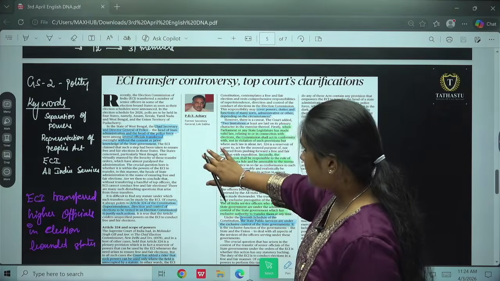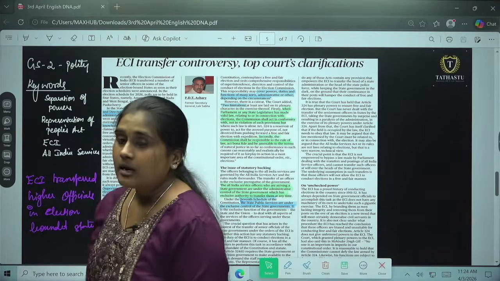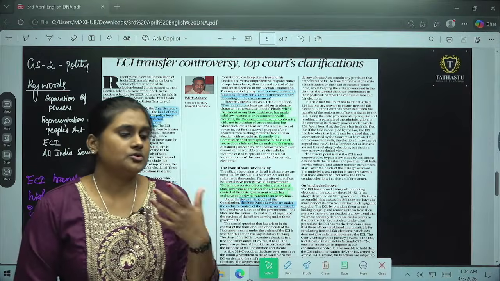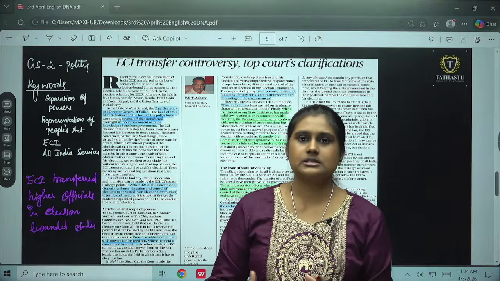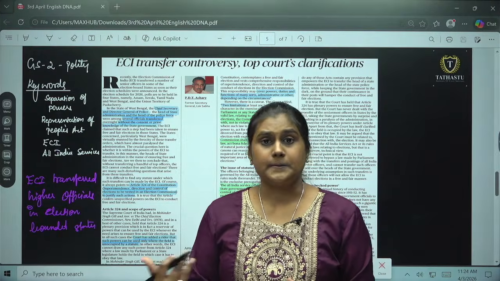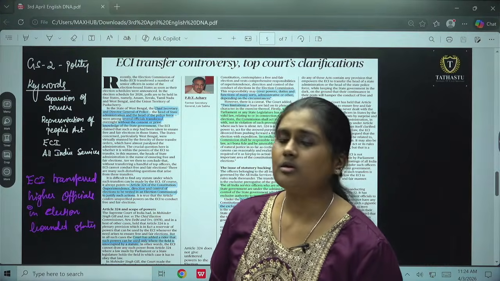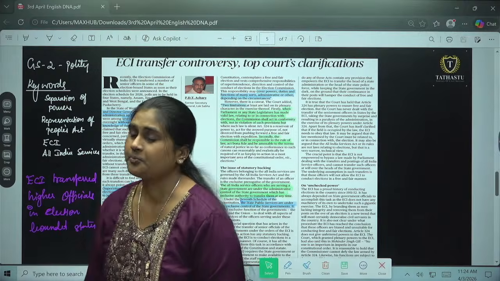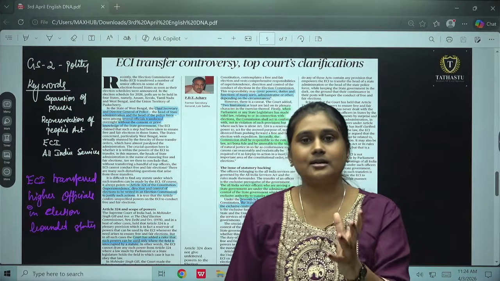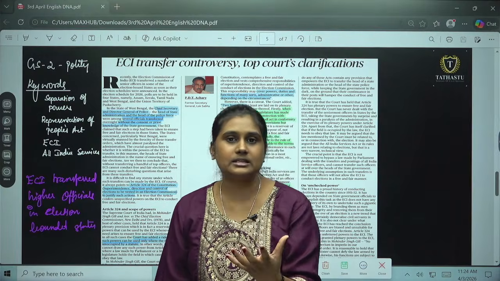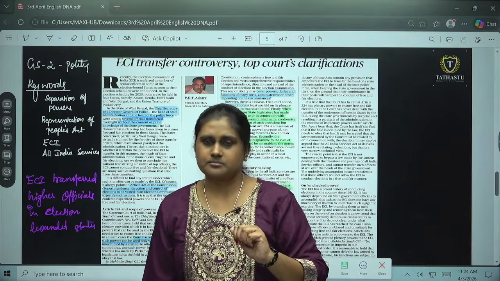Okay. So the next topic is about the ECI transfer controversy, top quotes clarification. Here ECI has transferred certain senior officials in West Bengal. Now in 2026 there are certain states facing elections, like Tamil Nadu, the Puducherry UT, and also West Bengal. So this article is based upon the sudden action, without any consent or consultation with the state government, where ECI completely shifted the senior officials.